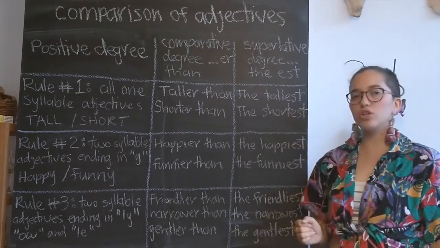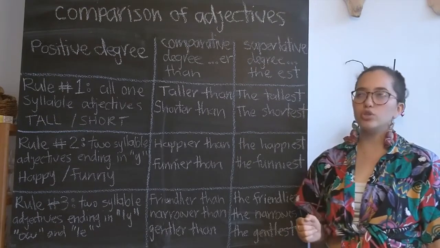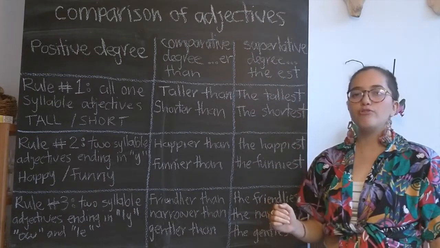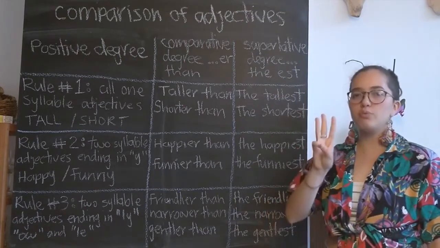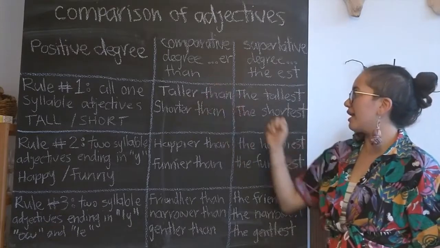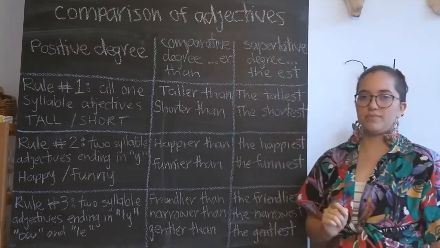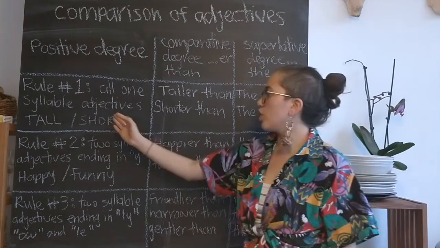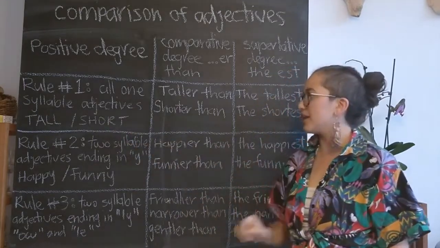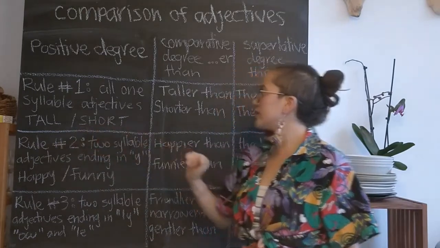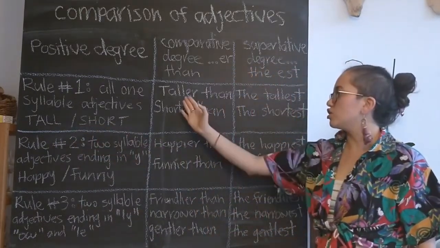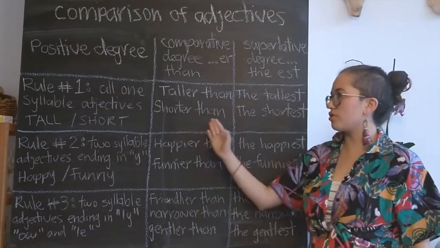So now we're going to look at the rules of how to use the comparative degree and the superlative degree. First, we will look at 3 rules showing us how to use the ending er, than, and est. Okay, so rule number 1. All one-syllable adjectives like tall or short have this ending. So we would say taller than, shorter than.